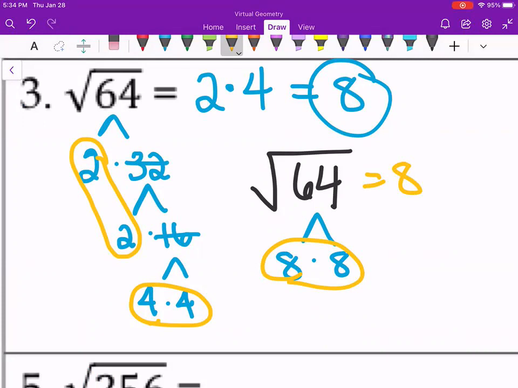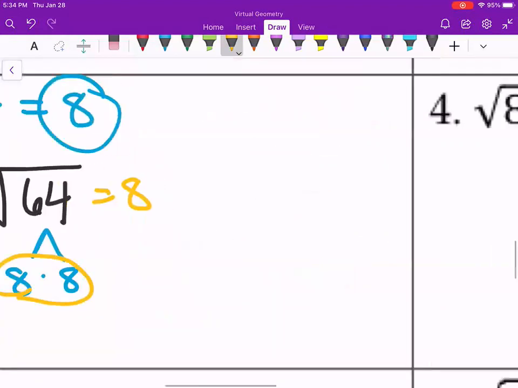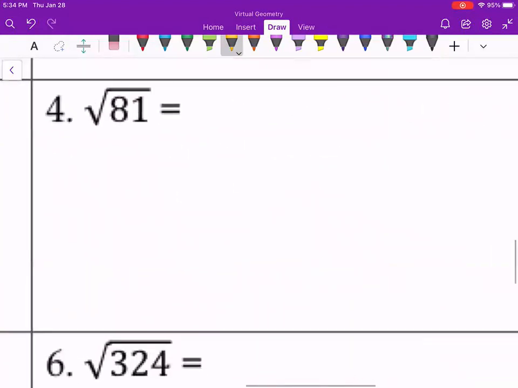Now with division, you can find those individual factors. If you're not sure what your factors are, you could take, in this case, 64 and divide by 2 to see if it will divide into it. In this case, it gives me 32. If you can't think of two numbers that multiply to be 32, try dividing that by 2 and see what the other factor is, and keep breaking it down. Let's try 81.